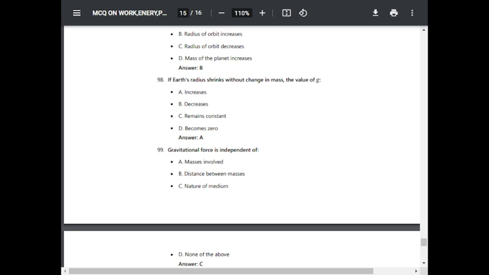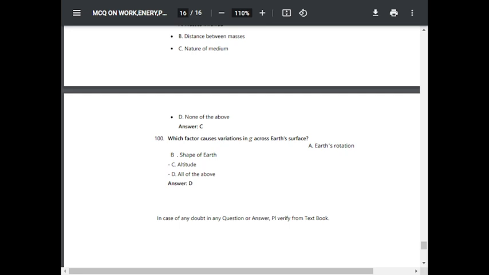Question number 99. The gravitational force is independent of: option A, mass involved; option B, distance between mass; option C, nature of the medium; option D, none of the above. The correct answer is nature of the medium. Gravitational force is independent of nature of the medium. It depends upon mass, it depends upon distance, but does not depend upon nature of the medium. Option C is correct.